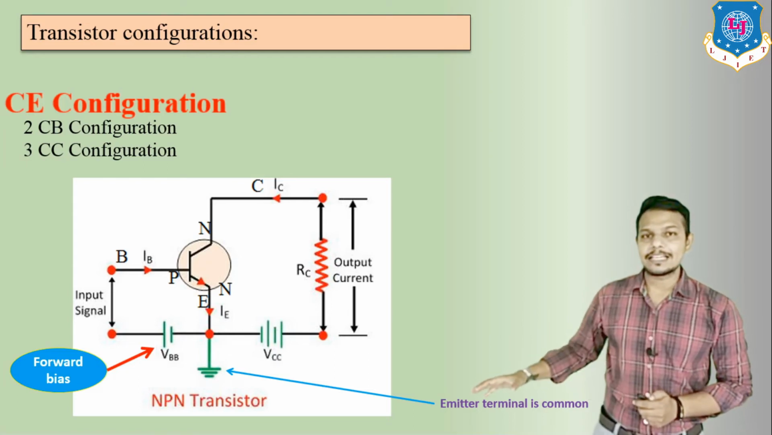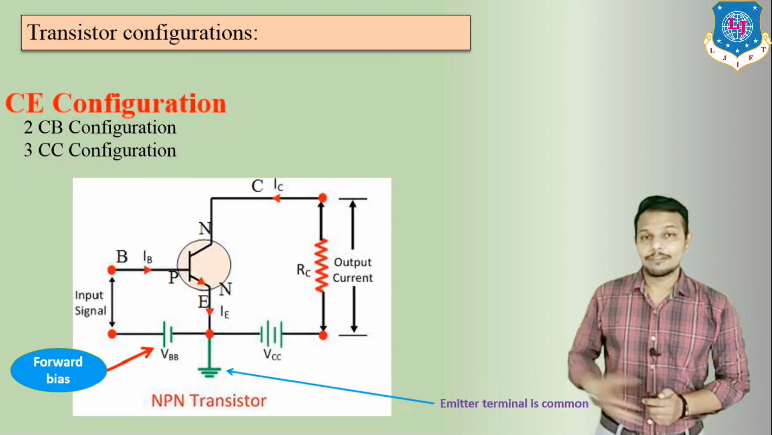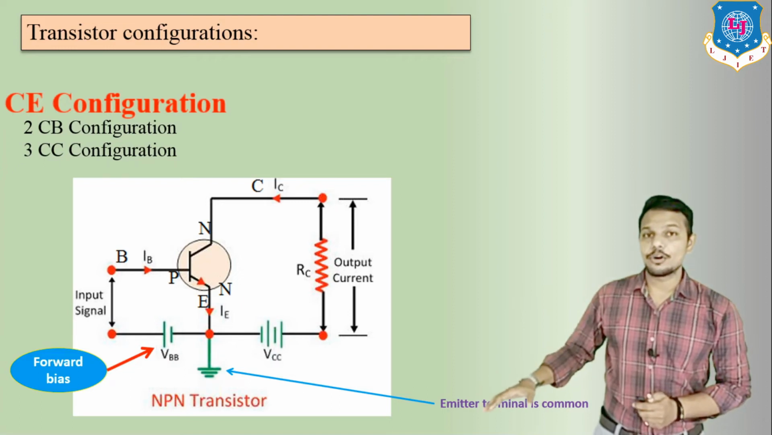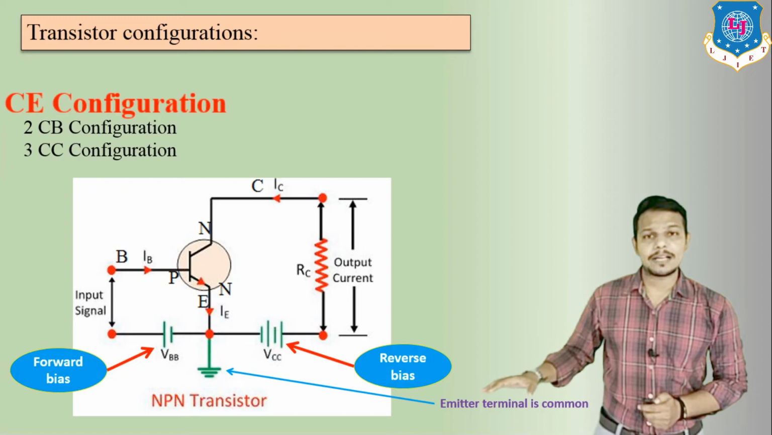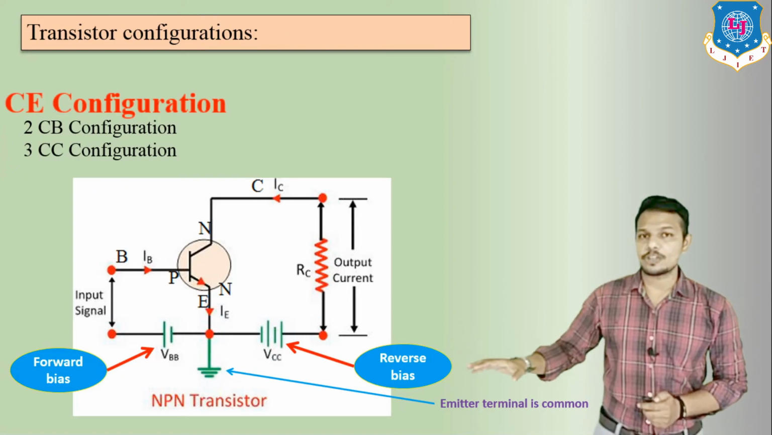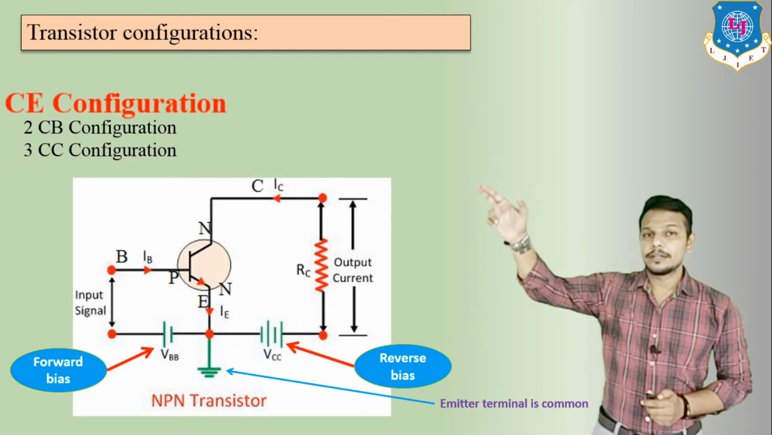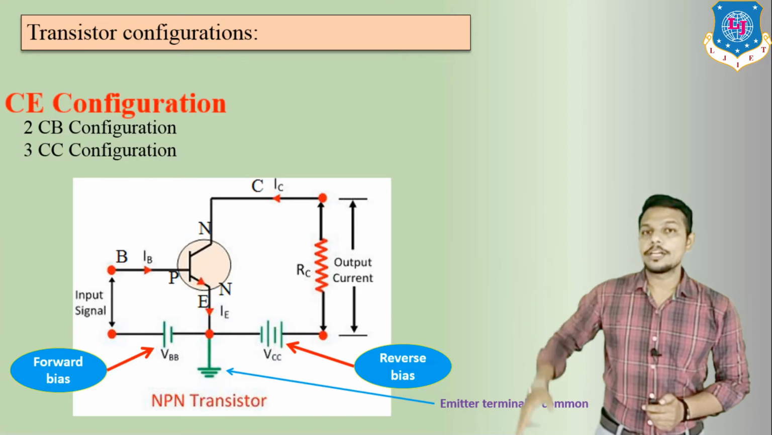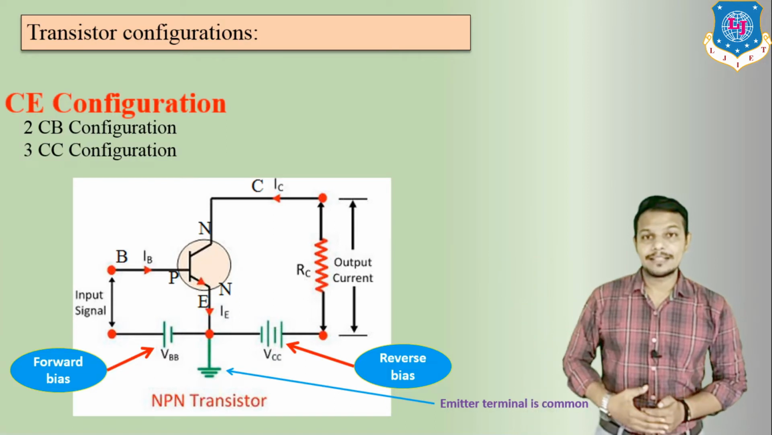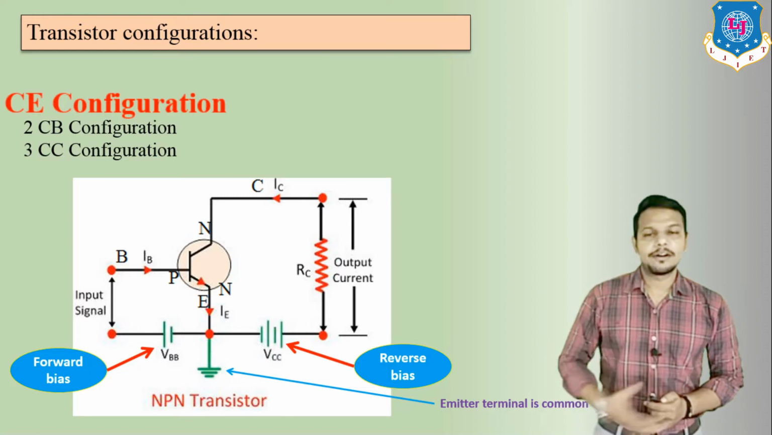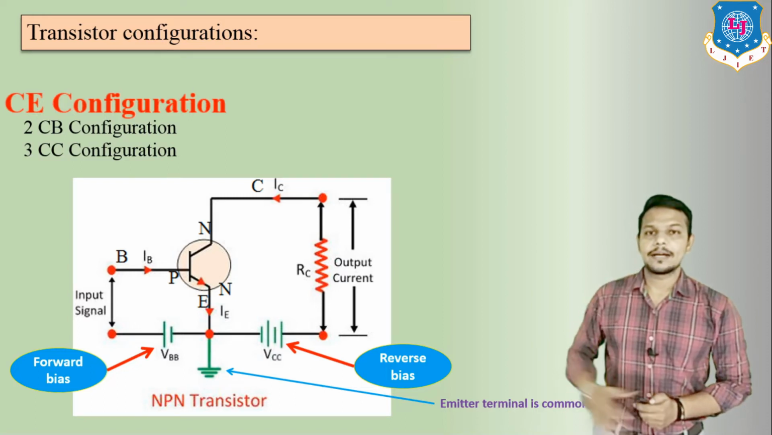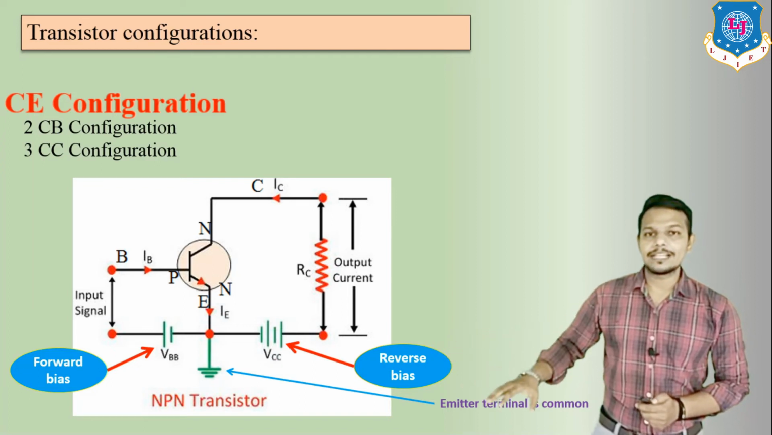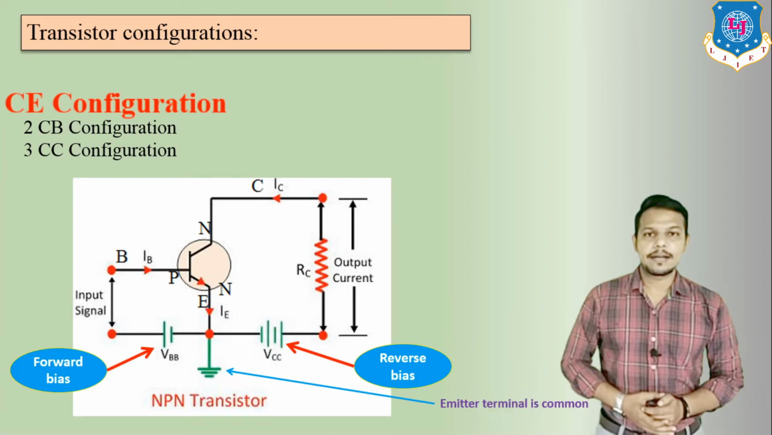Now VCC is your output voltage, or we can say VCE is your output voltage. VCC is reverse bias. Why is it known as reverse bias? Here VCC's positive polarity is directly connected to the NPN's N region. That means N and positive, so it becomes reverse bias. That's why we connect VBB as forward bias and VCC as reverse bias.